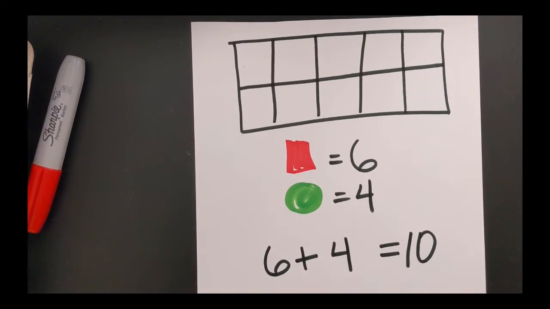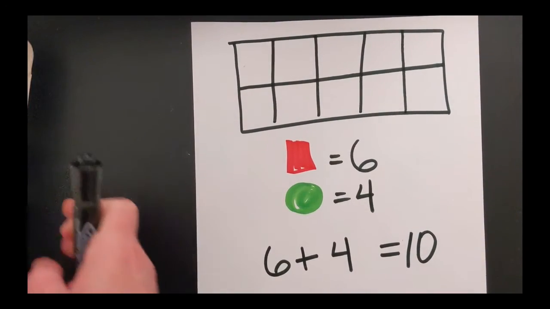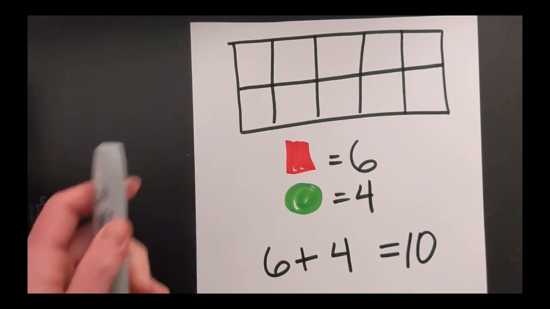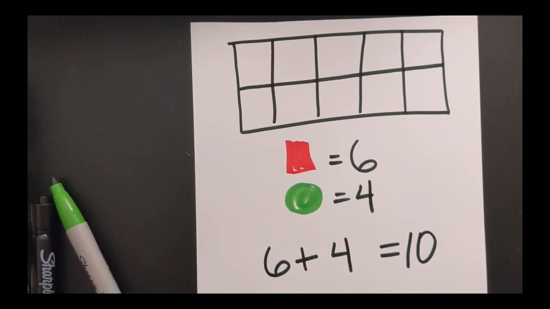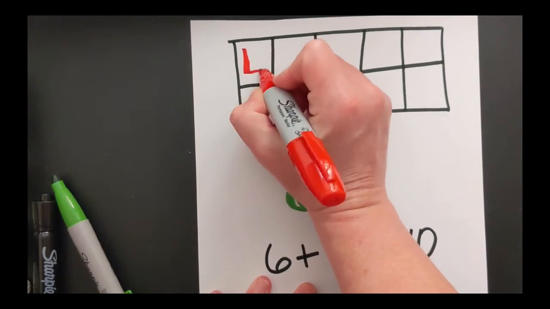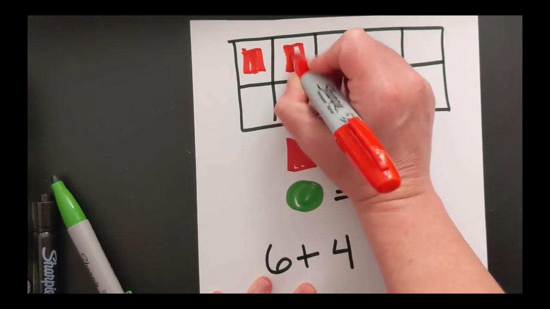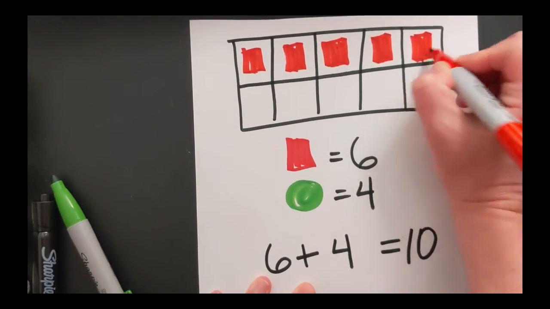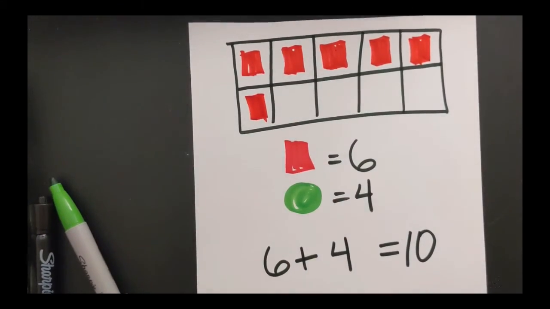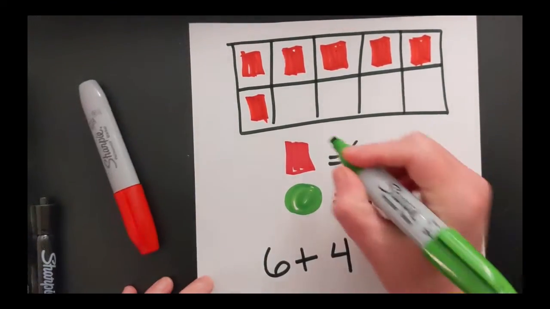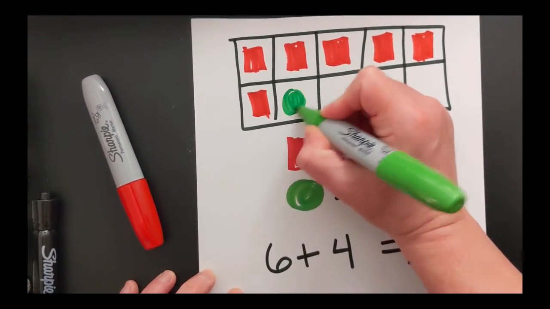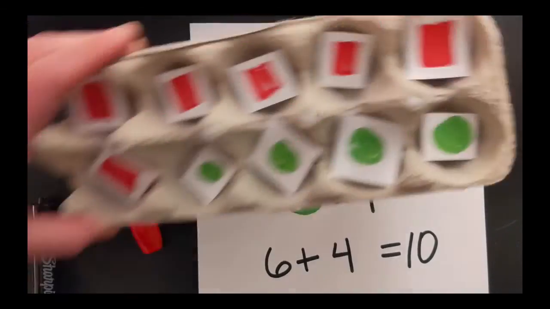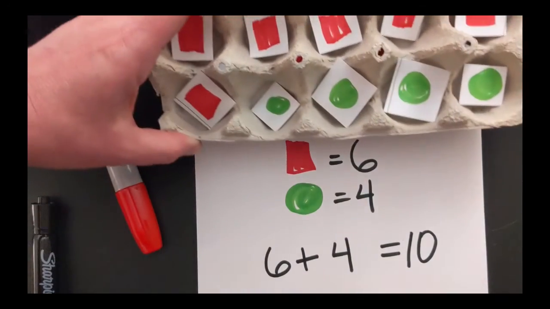Okay, so I have 10 squares, and I'm just going to draw a quick picture that matches my egg carton, just to show you how you can do this if you do not have an egg carton today. So I had 6 of these. 1, 2, 3, 4, 5, 6. 1, 2, 3, 4. Okay, does my picture match? Yep, it does.